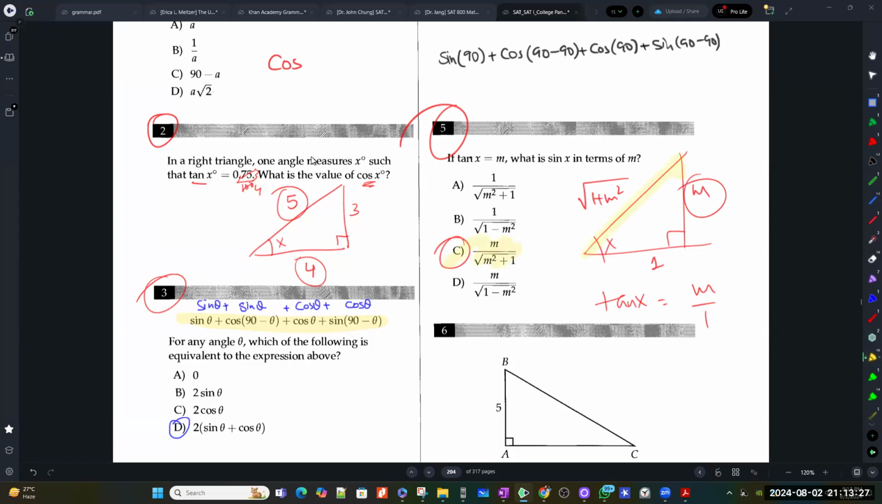She made a right angle triangle. She labeled m. She labeled 1. Where did she come up with 1? She assumed that m is m over 1.